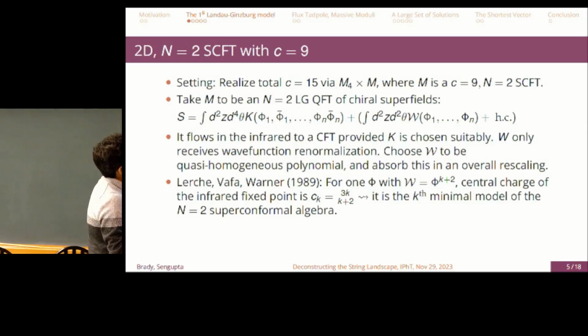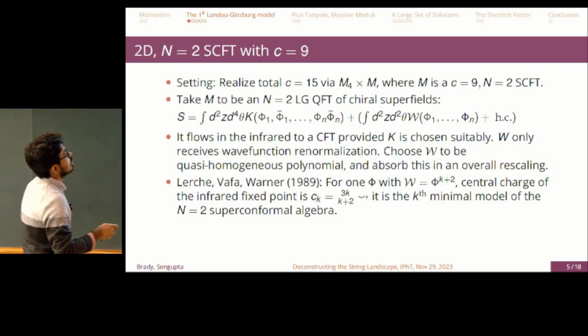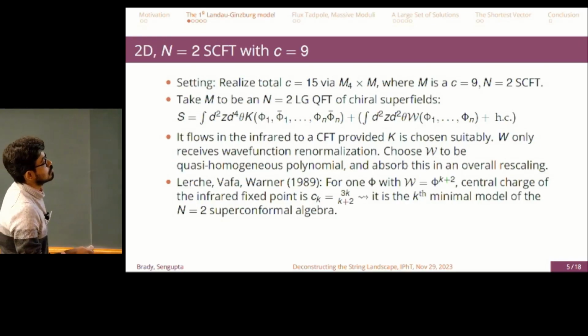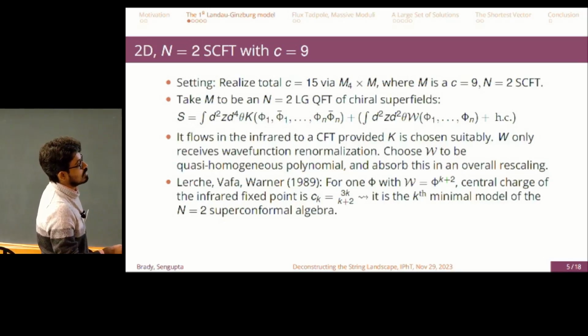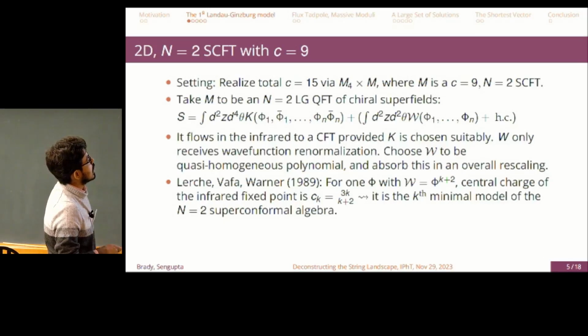For one chiral superfield with a superpotential of this form, phi to the K plus 2, where K is some integer, the central charge of the infrared fixed point is given by this, and it is precisely the central charge for the kth minimal model of the N equals 2 SCFT.